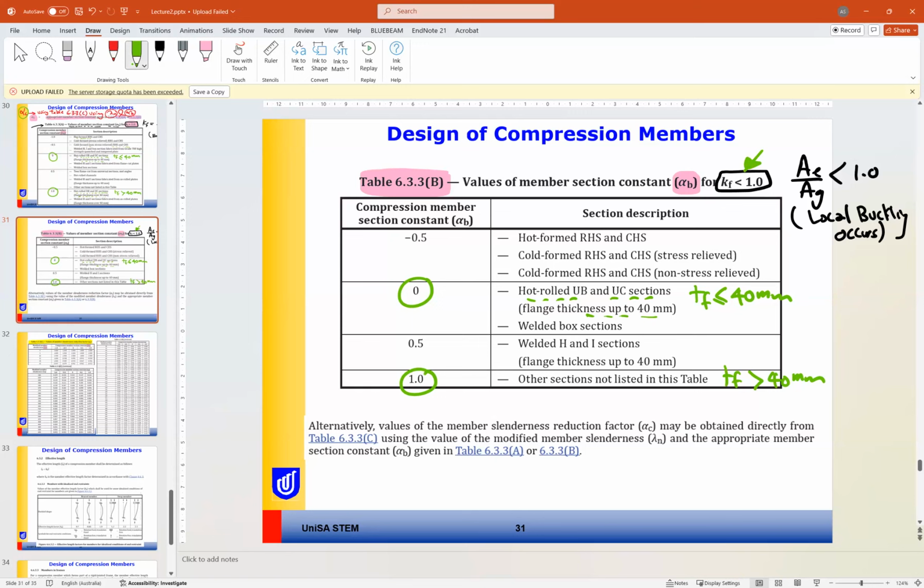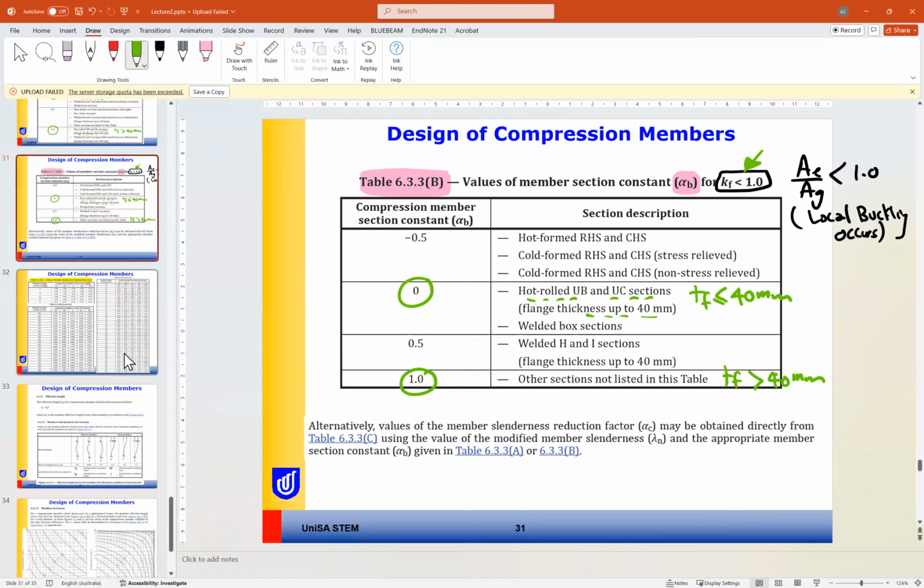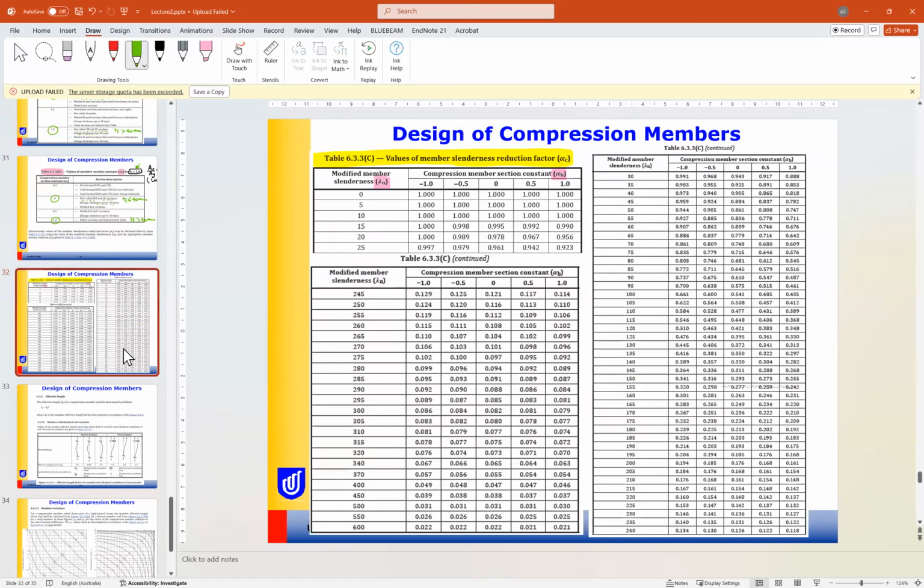Is that okay up to here? So now, if we know alpha B, can we find alpha C? Not yet, because we need to find lambda N. How can we find lambda N?